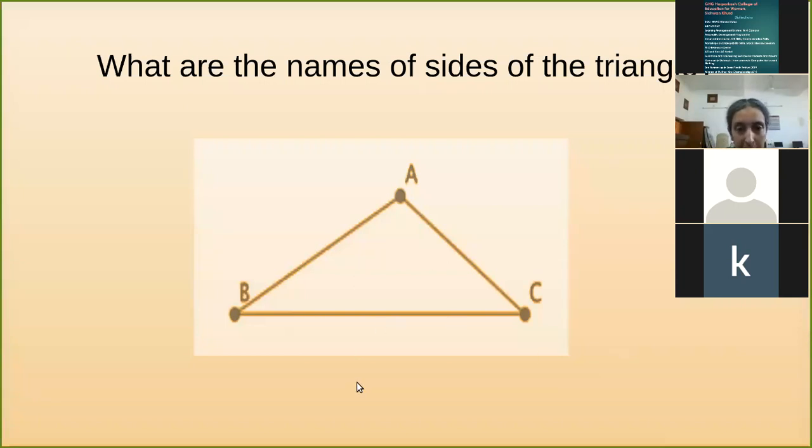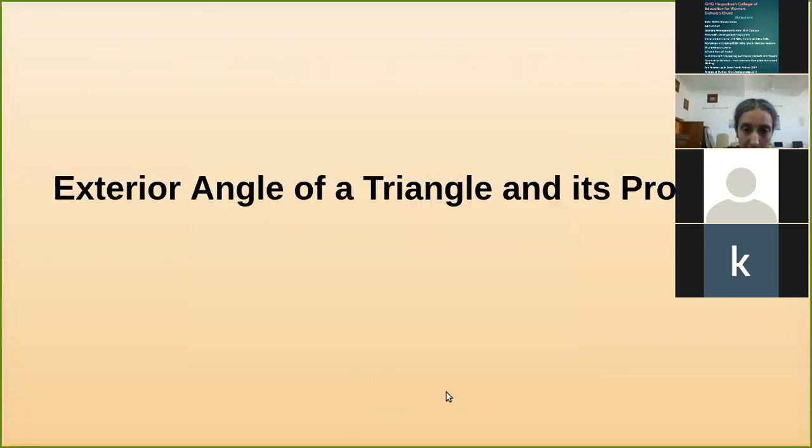Good, beta. So I have just asked you some basic concepts of a triangle, which I think the students of class 7 must be familiar with. So I'm starting with that. Now I'm coming to the topic. Today, the topic which I'm going to teach is exterior angle of a triangle and its property. We will see what the property of the exterior angle is. Okay, write down the topic in your copies.